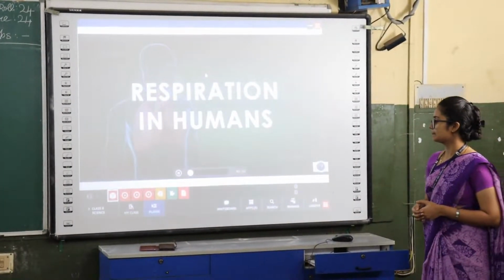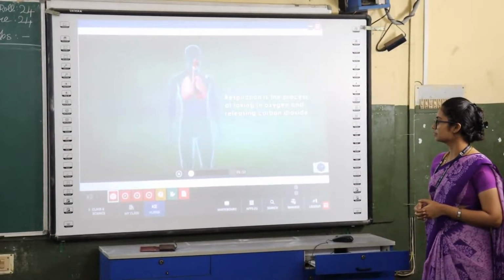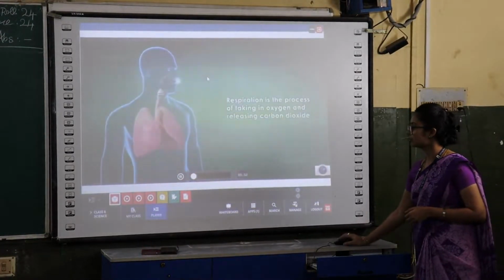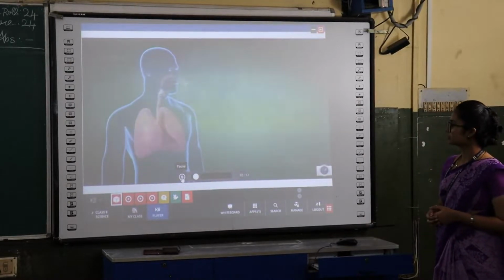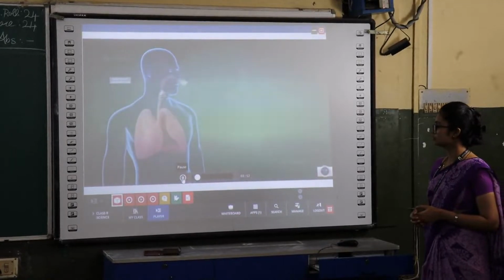Respiration in humans. Respiration is the process of taking in oxygen and releasing carbon dioxide. It is through this process that all living organisms take in oxygen that is necessary for the oxidation of glucose.